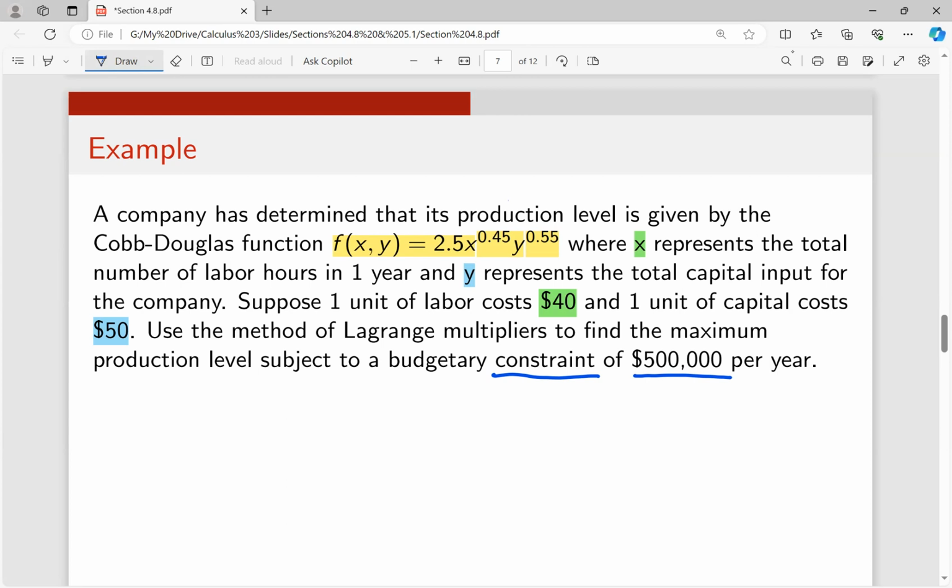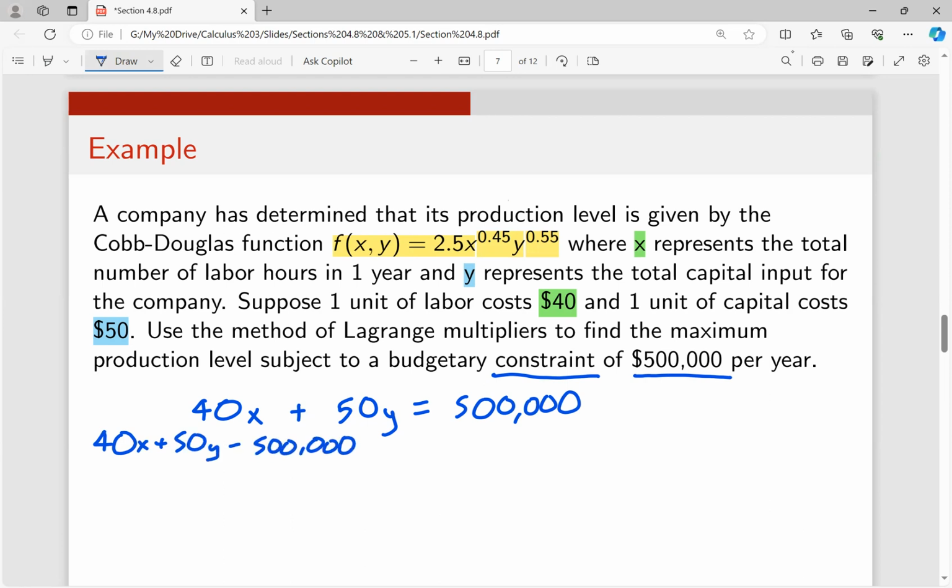And how much does labor cost? It costs 40 times labor hours. And how much does capital cost? It costs 50 times capital input units, whatever those are. And those add together, limited by 500,000. So if I move the 500,000 over, I get 40x plus 50y minus 500,000 equals 0. I can write my constraint as an equals 0 equation, and what I have right here is g of x,y. Then the whole equation is one of my equations.